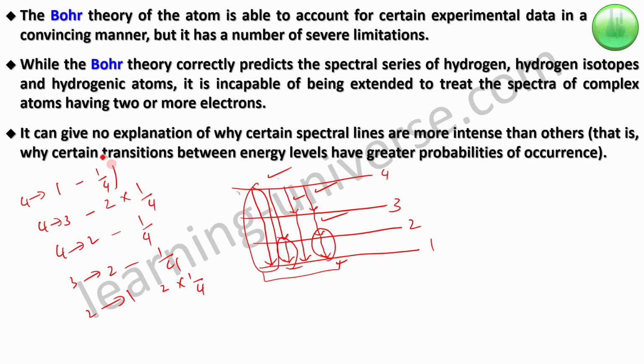So if you look at these values, you will notice that not all transitions have equal probabilities. And as we will find out, quantum mechanics is all about probabilities. So according to quantum mechanics, this is the reason why certain lines have greater intensity than others. But of course, Niels Bohr could not really point a finger to this. So that was one of the problems with the Bohr model.